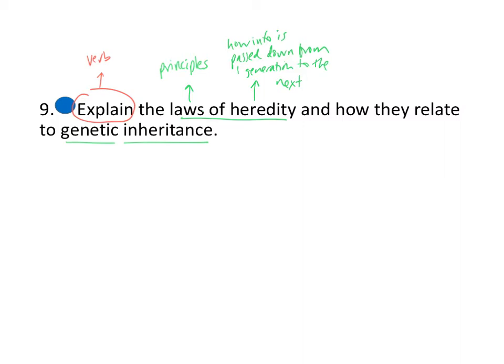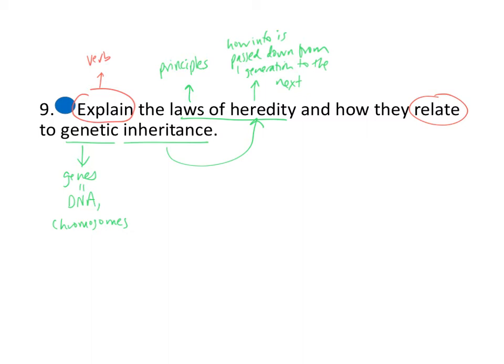And then let's pull out a couple other things here. So genetic inheritance. So genetic means we're talking about genes. This means that we're talking about DNA and or chromosomes. And again, inheritance plays off this term heredity, talking about how information is passed down from one generation to the next. Also notice this verb over here, relate.